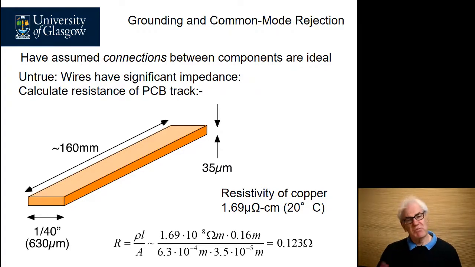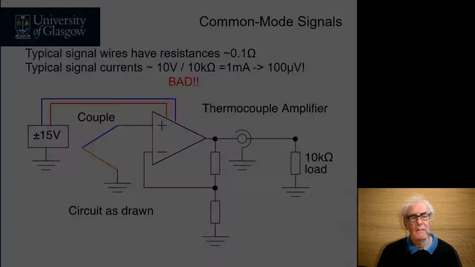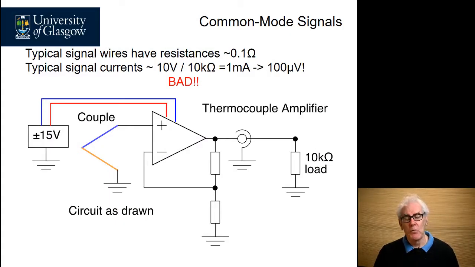Now you may say 0.1 of an ohm, that's a tiny resistance, so that'll not cause any problems whatsoever. Let's have an analysis of a typical circuit, one that you've seen before, and let's look at how big a problem it is. If we have some signal wires with resistances of say 0.1 ohms, and we have some typical signal levels of perhaps 10 volts going into a 10k ohm load, such as this amplifier here, then that'll give us a current of about 1 milliamp. 1 milliamp into 100 milliohms gives us about 100 microvolts. That's actually a significant error when we're looking at things like thermocouples.